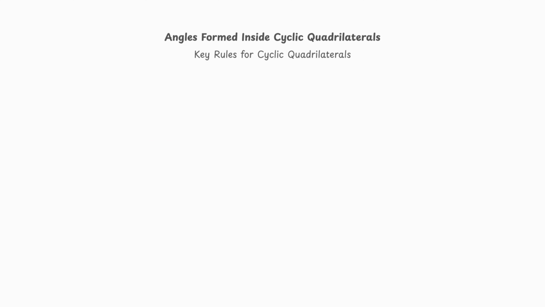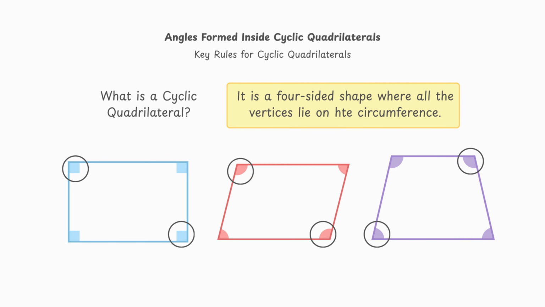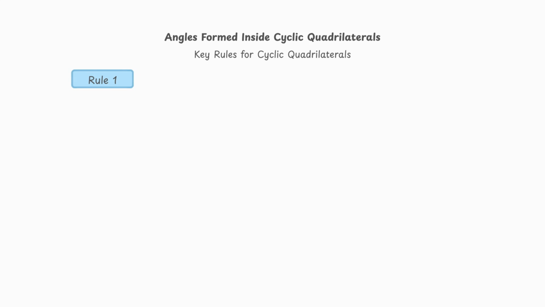Now let's move on to the key rules for cyclic quadrilaterals. And this is where things get really interesting. First, what is a cyclic quadrilateral? It's a 4-sided shape where all the vertices lie on the circumference of a circle. Now let's explore Rule 1. Opposite angles in a cyclic quadrilateral add up to 180 degrees.